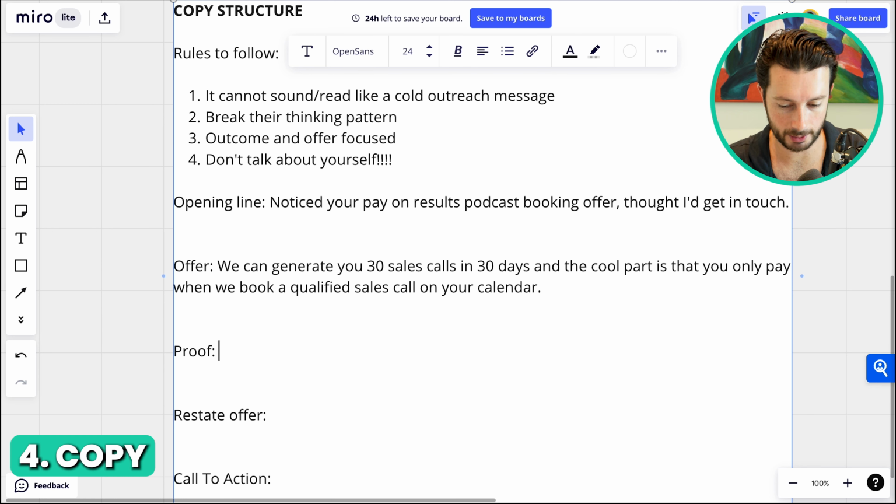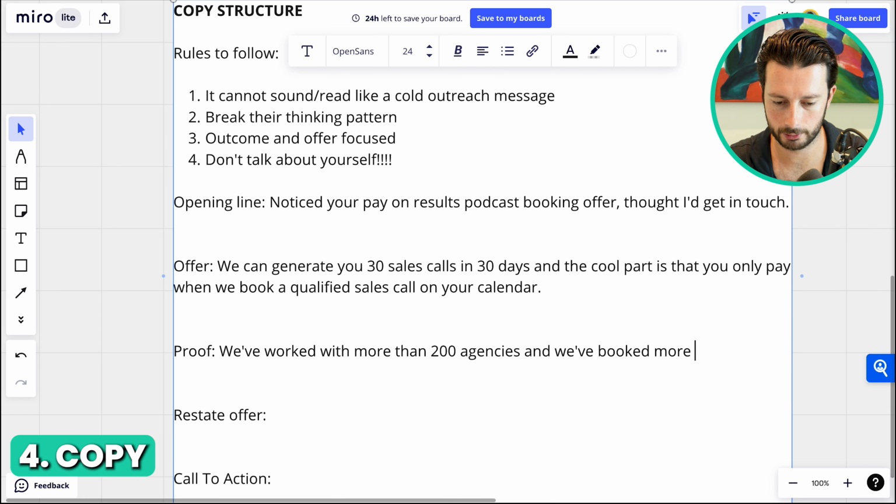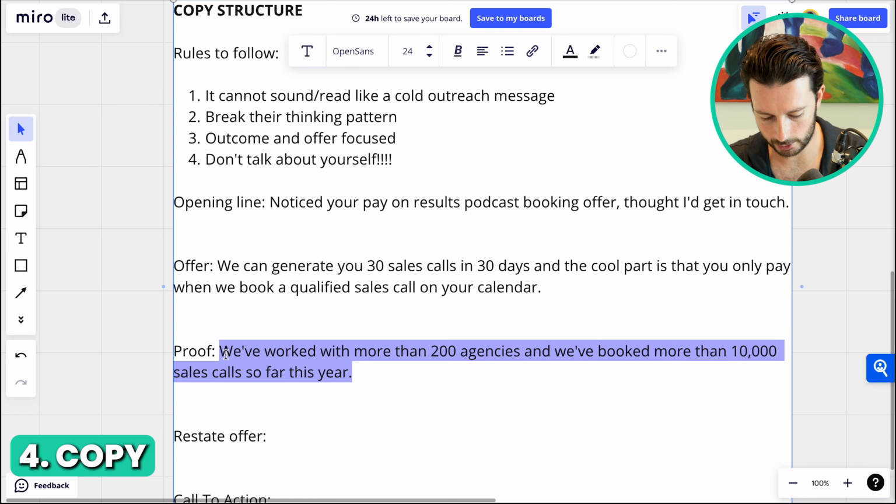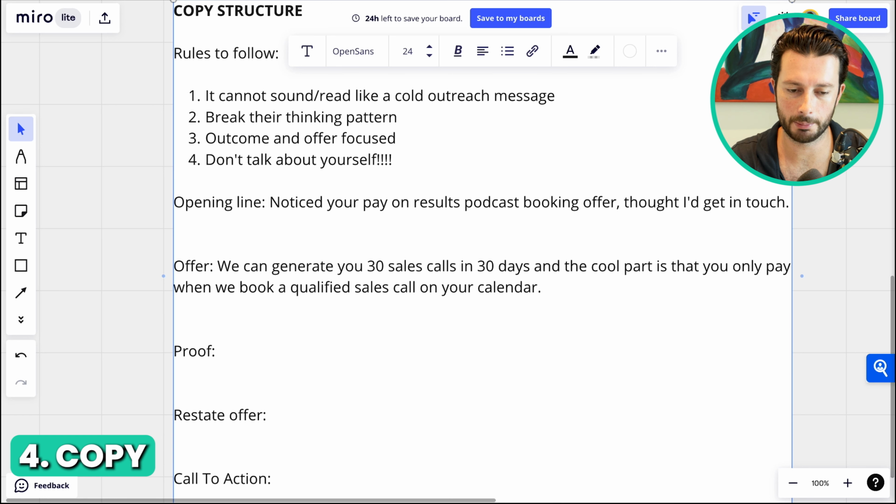Proof. I could say something like, we've worked with more than 200 agencies and we've booked more than 10,000 sales calls so far this year. You might not be able to say something like that. You might not have any client results. So you can do a couple of things. The simplest thing is to just delete it and not include it. Or you can get creative.